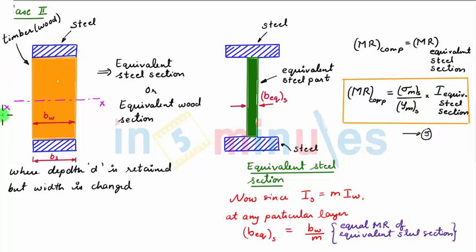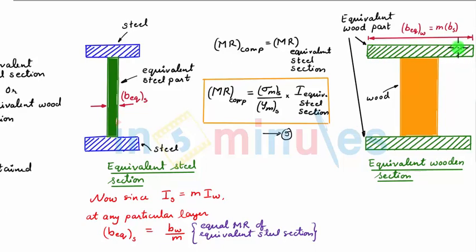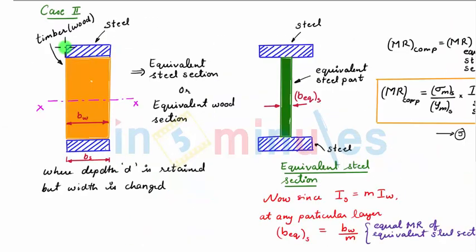So if you convert this composite section into an equivalent wood section, our section will look like this. So this is our equivalent wood section. We see that the depth of all the sections is retained, whereas the width of wood is retained and the width of steel has been converted into the width of equivalent wood, which is equal to m times the width of actual steel. This means that at any particular layer within this equivalent wood section, the moment of resistance provided by the equivalent wood section will be equal to the moment of resistance provided by this actual steel section.